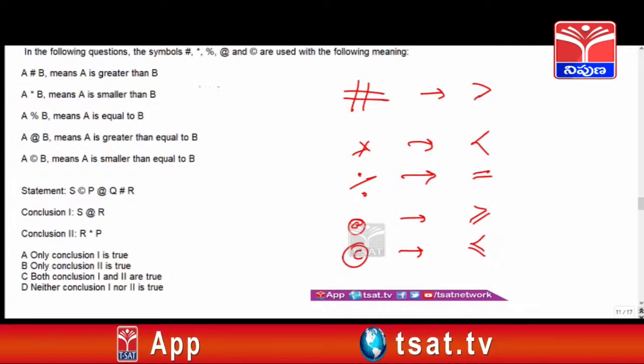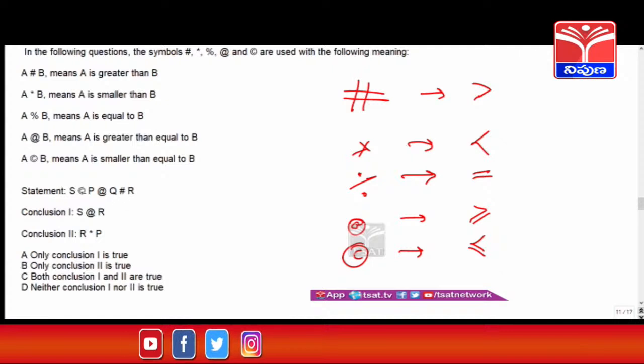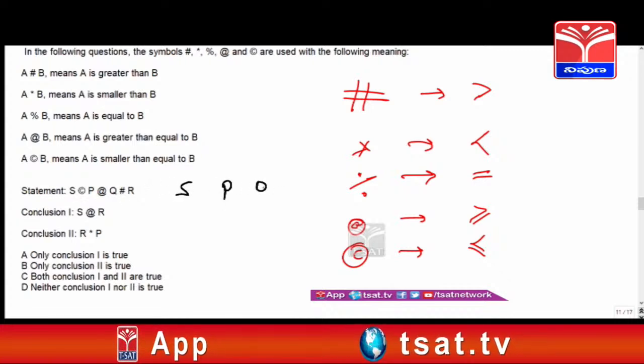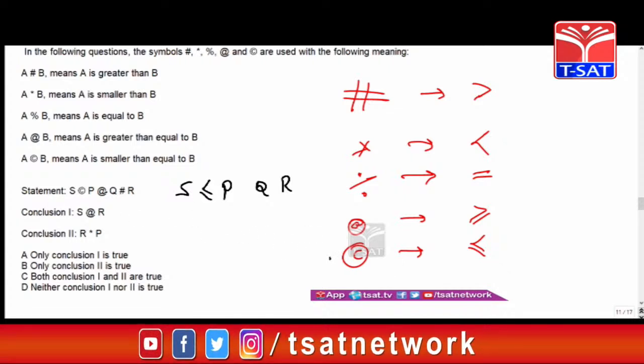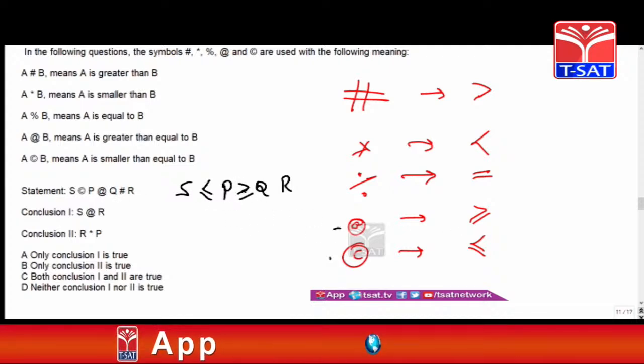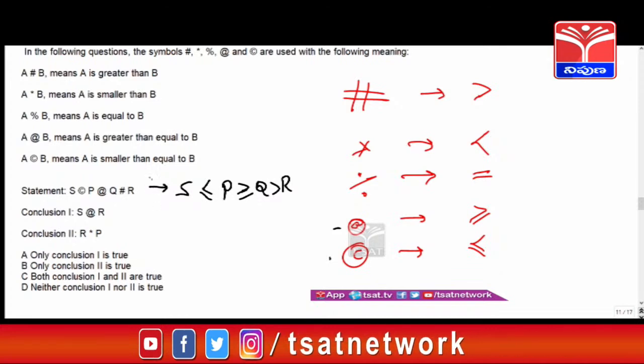So after following these directions, now see the statement. Even the statement is also in symbols. So you convert these symbols into greater than and less than. So how can I write this particular statement? The statement is in between S, P, Q and R. So S C P means the symbol C represents less than or equal to P. Now P @ Q, so @ symbol represents greater than or equal symbol. Now this hash symbol represents only greater than. So these are the statements. So this statement is now converted into greater than and lesser than.